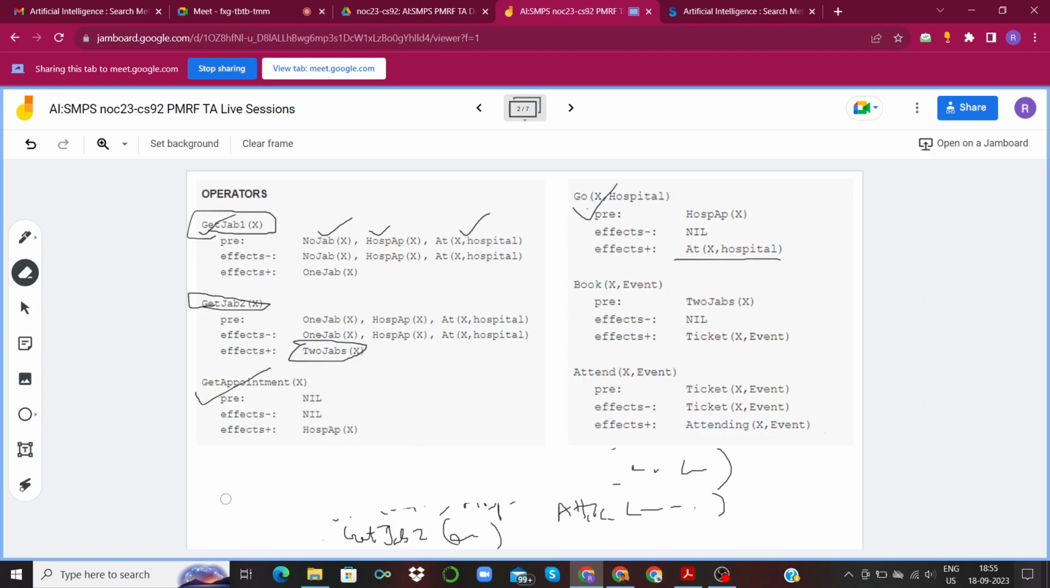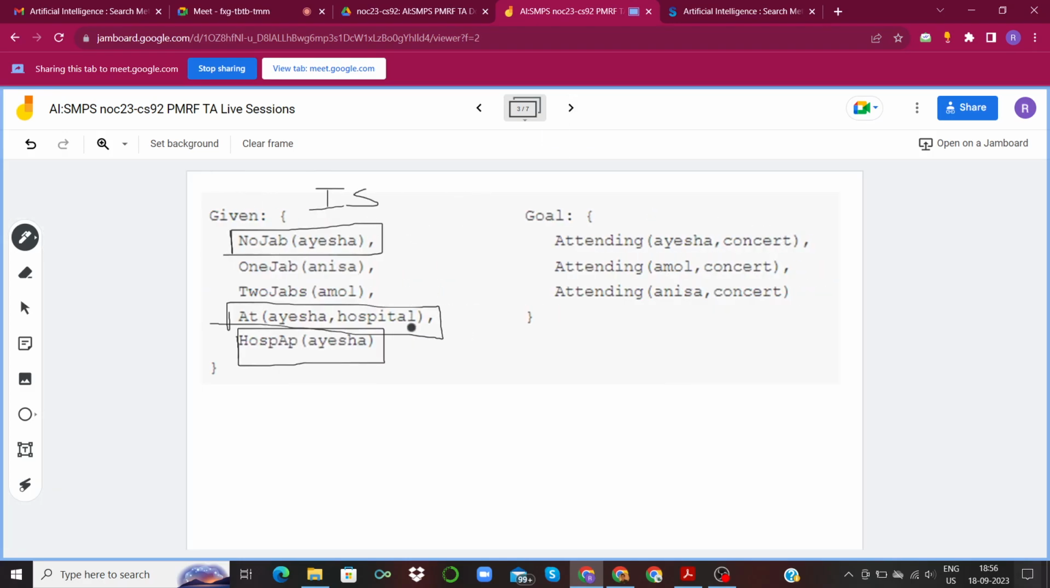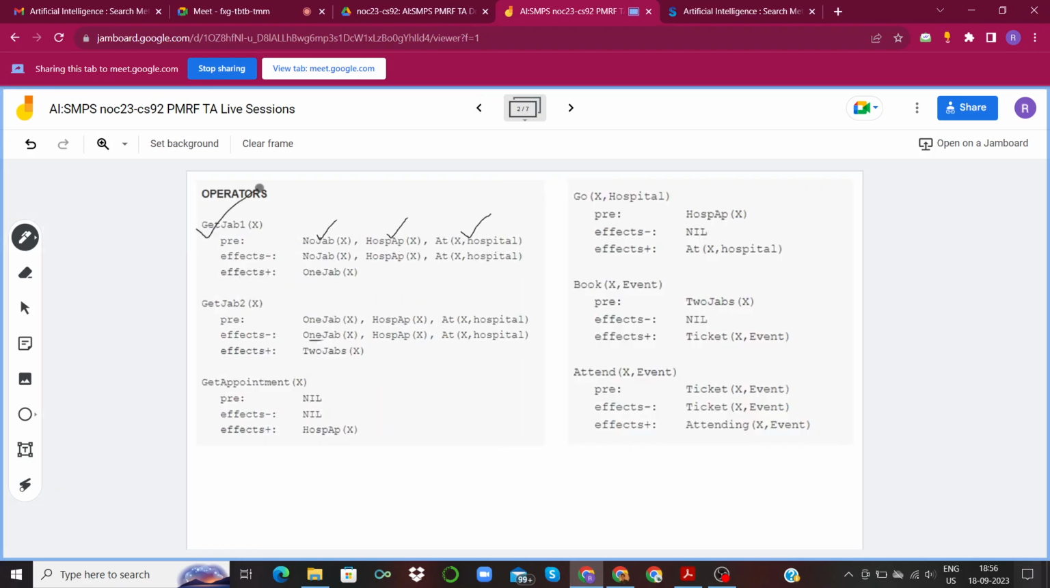Okay, so once again, let me clear up this clutter. Let's have a look at all these operators one by one, just for the sake of thoroughness, but you might find some shorter ways as well to arrive at the answer. The first operator, get jab 1, requires no jab Aisha, hospital appointment Aisha, and at Aisha hospital for us to be able to apply it. All three are present in our initial state, so we can apply get jab 1 Aisha.